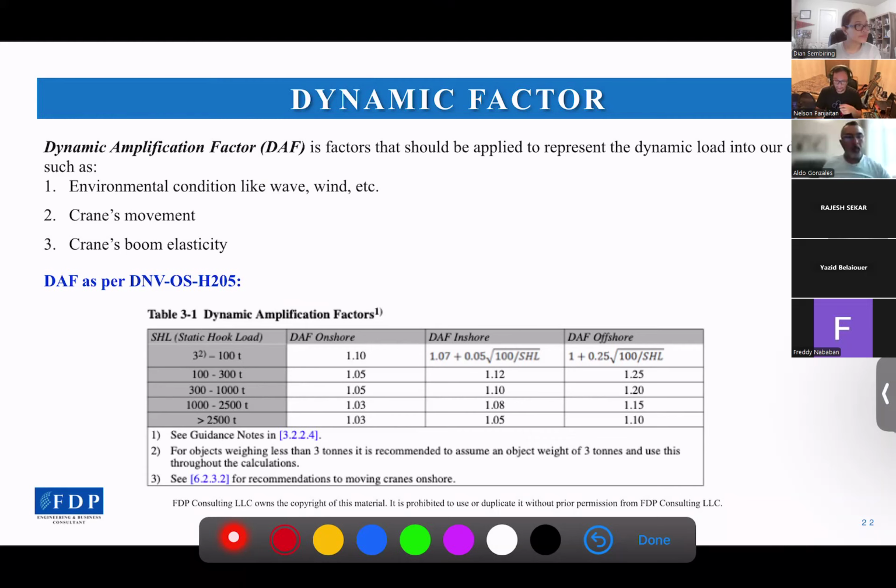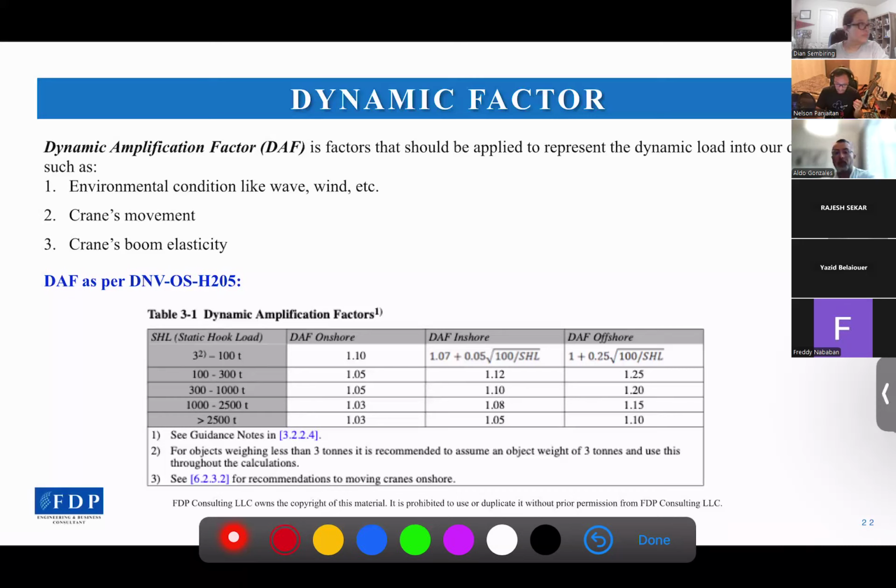And then crane movement, and not limited to the elasticity of the crane's boom also, can cause dynamic impact to the object. The dynamic factor we can refer to DNV H205 here.